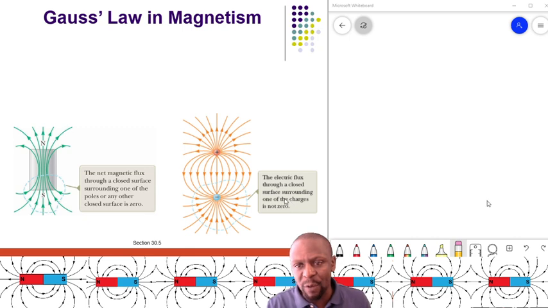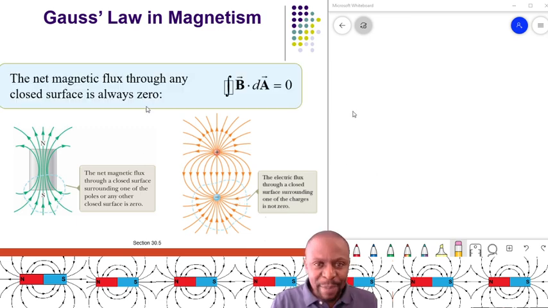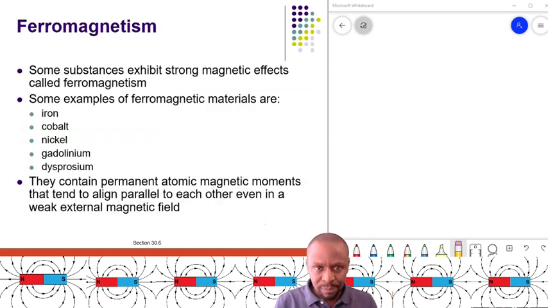But when we talk about electric charge, for example, the electric flux through a closed surface surrounding one of the charges is non-zero. For example, look how many field lines are entering this charge. Therefore, this is not zero. Now, the net magnetic flux through any closed surface is always zero. That is Gauss's law for magnetism.